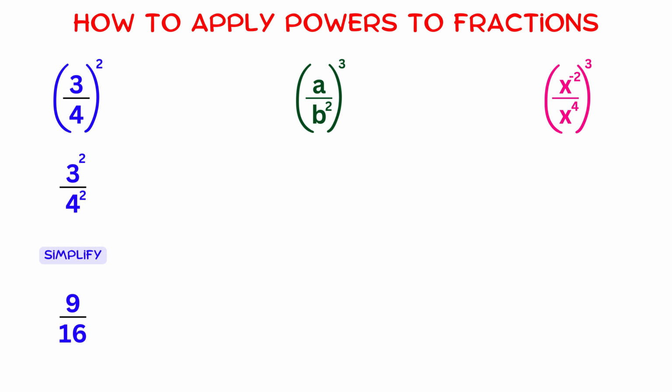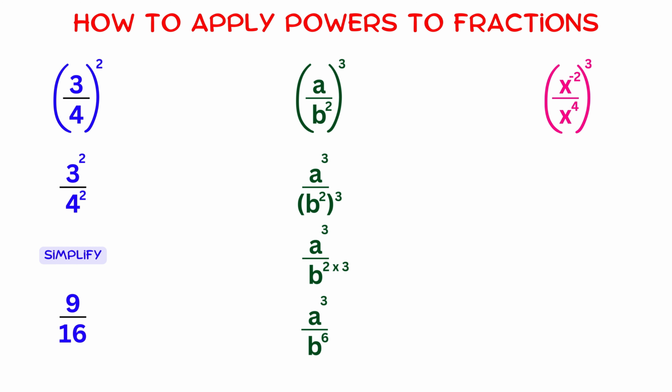For this next one, where we have a divided by b squared all to the power of 3, we just need to take this power of 3 and apply it to the top and the bottom individually. So a to the power of 3 on top and b squared all to the power of 3 on the bottom, which is just a cubed divided by b to the power of 2 times 3. Because remember, when you raise one power to another power, you have to multiply the two powers together. So that will give us a cubed divided by b to the power of 6, and that's as simple as we can make it.